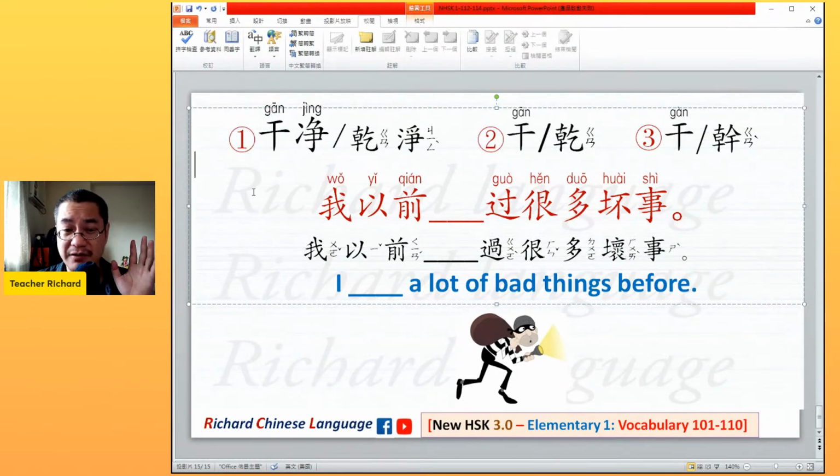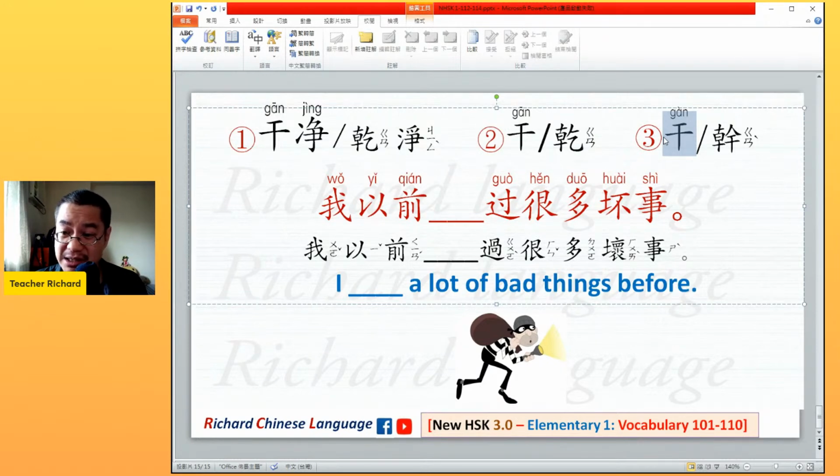Today we have learned three Chinese terms. The first one is 干净, clean and neat. The second one is 干, gān, which is an adjective meaning dry. And 干, gàn, is a verb, which means to do.